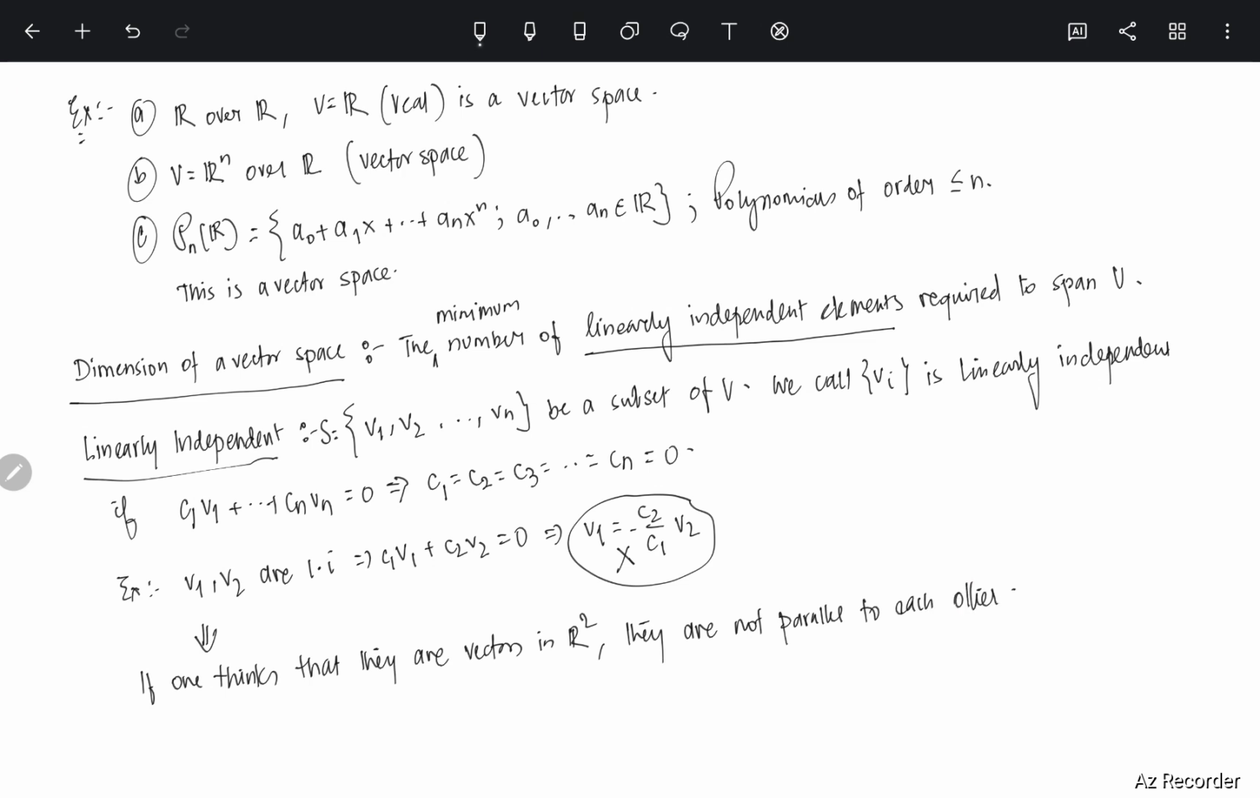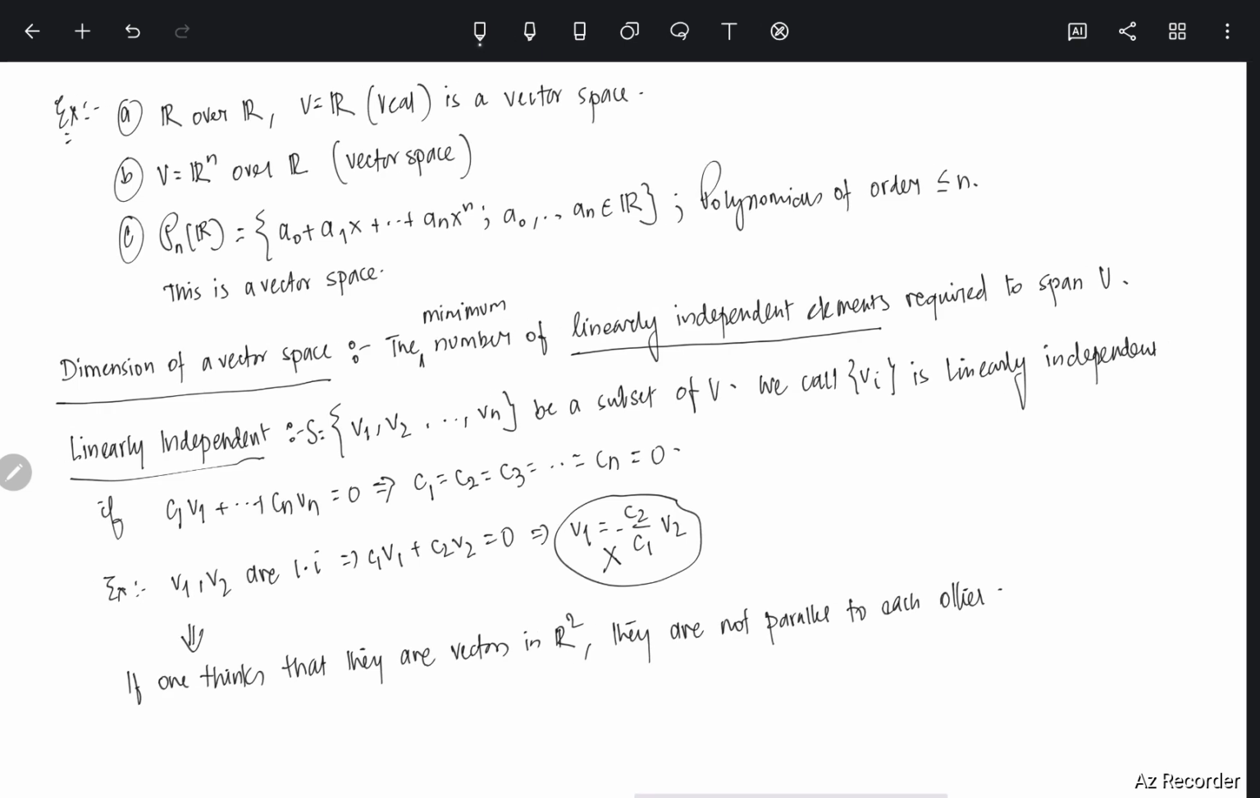If they are parallel to each other, it means that they are scalar multiples, and in that case V1 and V2 are linearly dependent. So if they are parallel, they are linearly dependent, and in this case, since one cannot be a multiple of the other, they are not parallel to each other, right? So that's your linear independence.